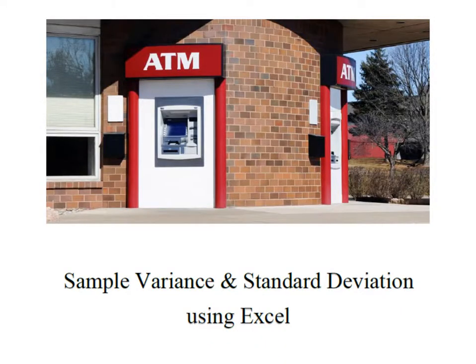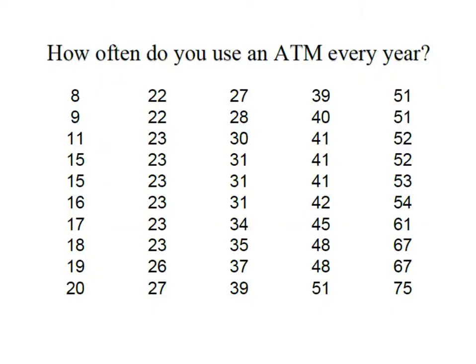Everybody, it's Professor Williams, and I'm going to show you how to calculate a sample variance and standard deviation using Excel. So we asked 50 randomly selected people, how often do you use an ATM every year? And what you see in front of you were their responses. We're going to take that data, enter it into a single column in Excel, and then let the function argument in Excel calculate this for us.